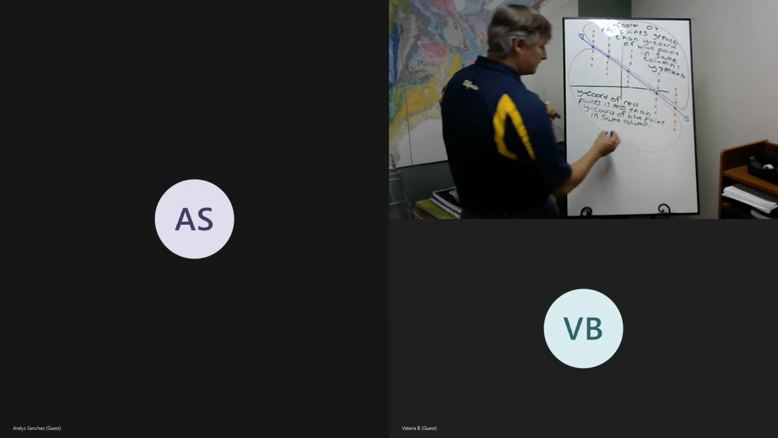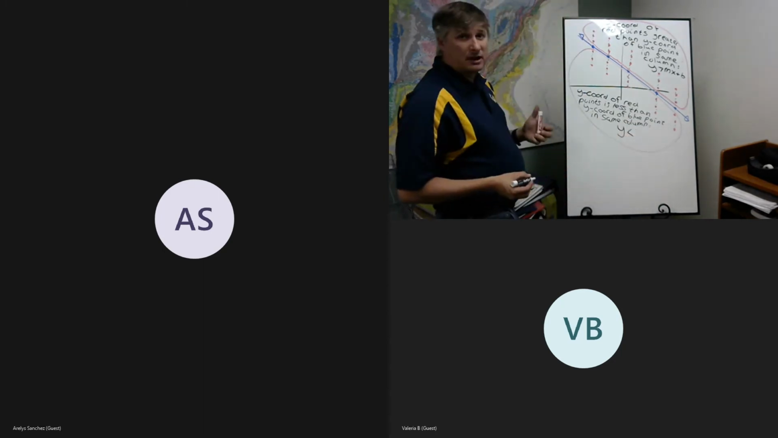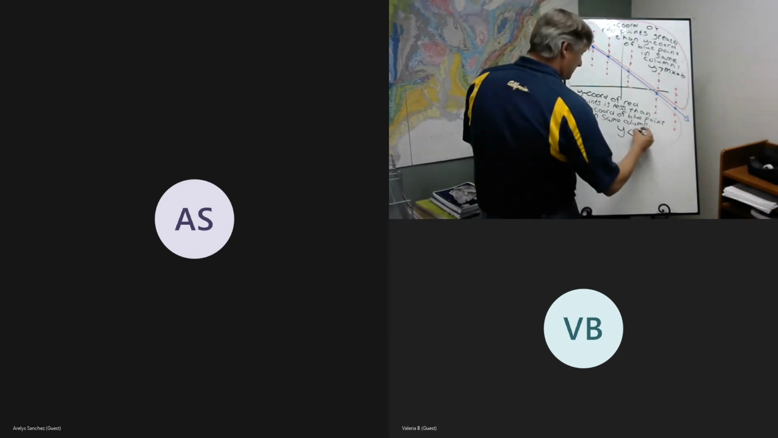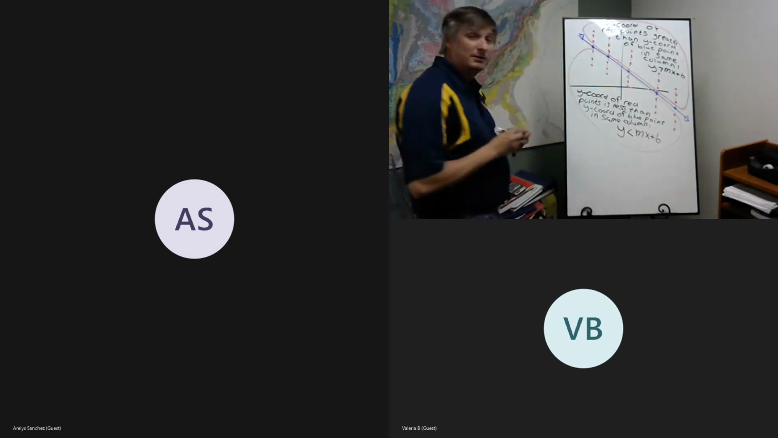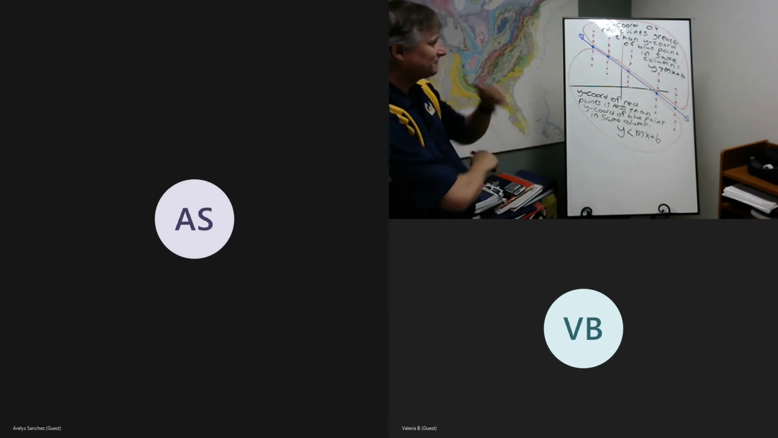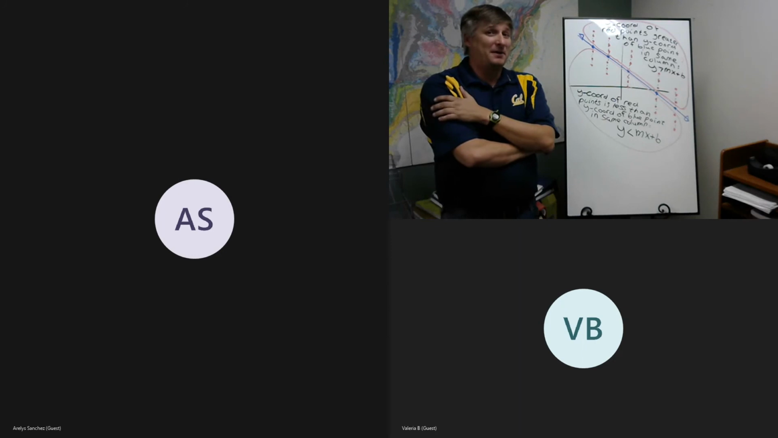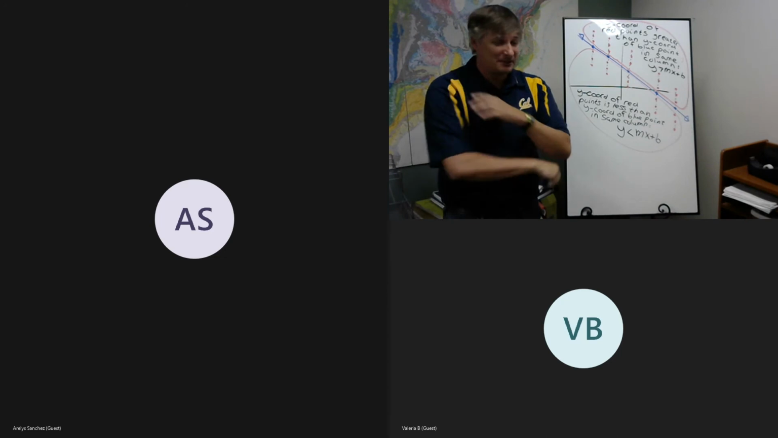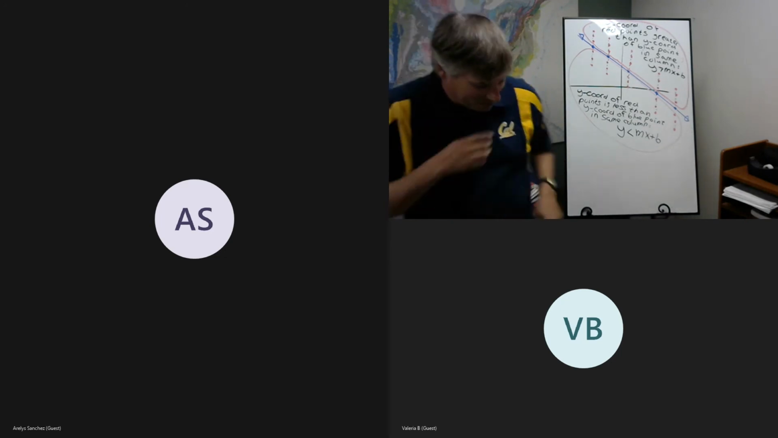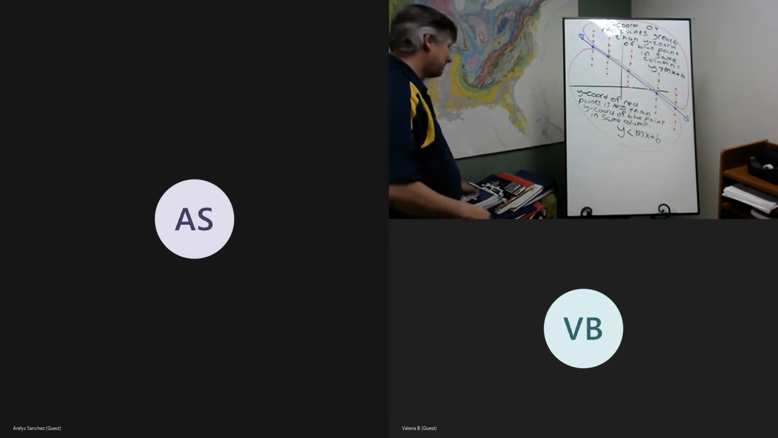Or another way of putting it, since the blue point is always on the line mx plus b, it's going to be that. So any questions about that? So let me do some examples. Let me show you how this works.